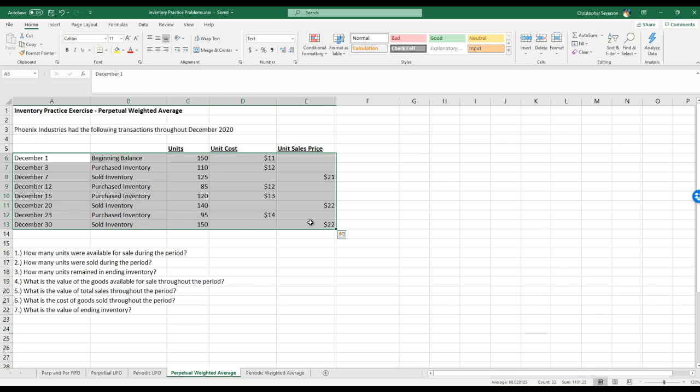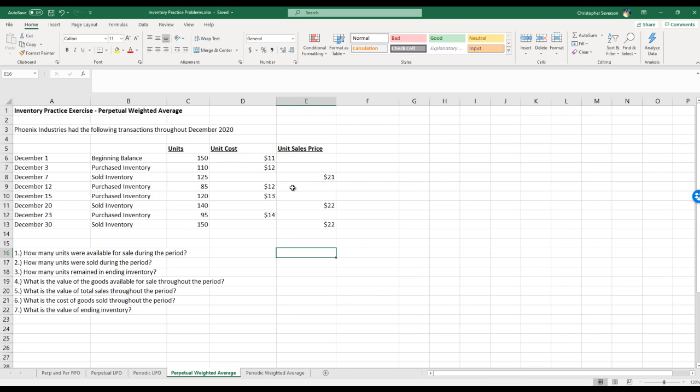What I'll basically tell you is that the periodic weighted average method is arguably the easiest of all methods. The perpetual weighted average method, on the other hand, is a little bit more time consuming, a little bit trickier, certainly to document or to illustrate. So I'm going to show you a few different ways to do that.